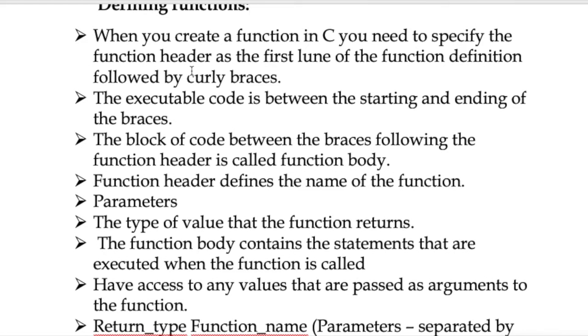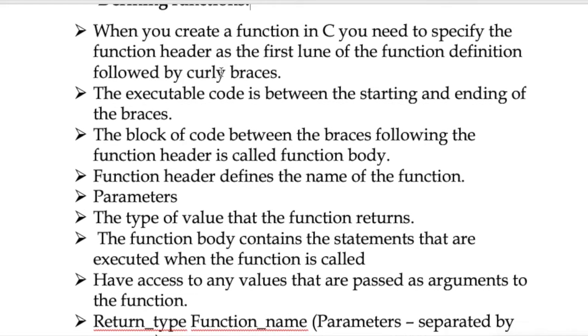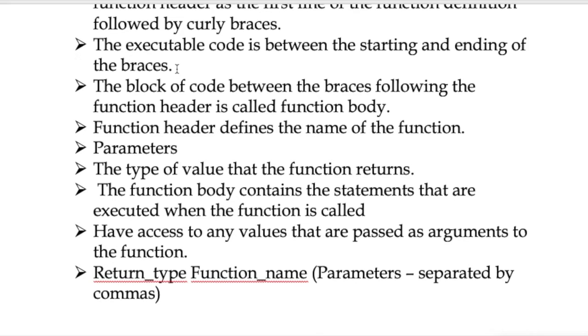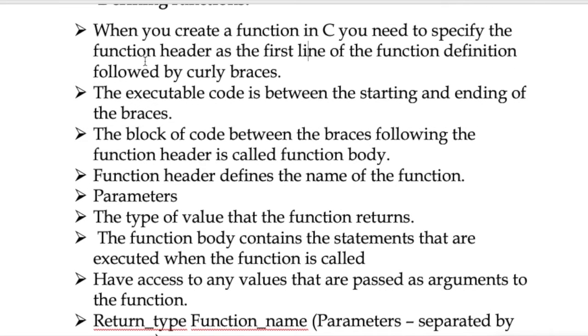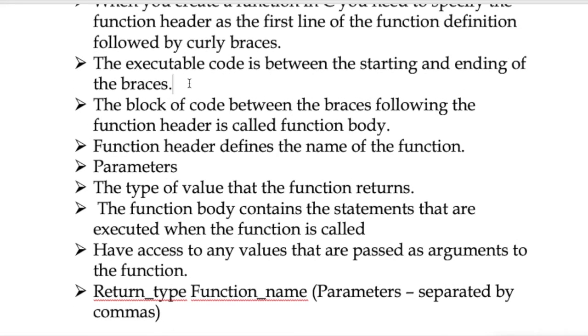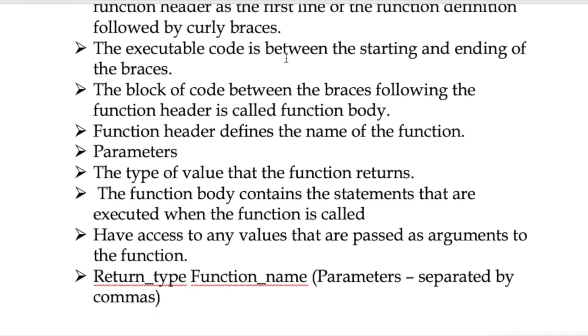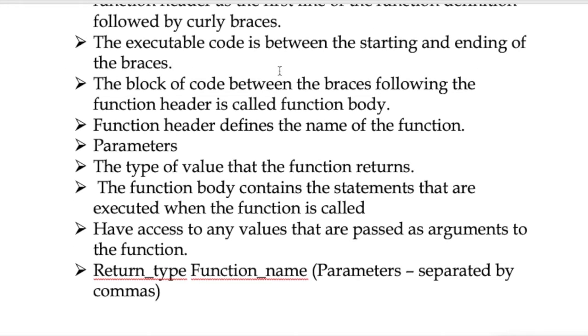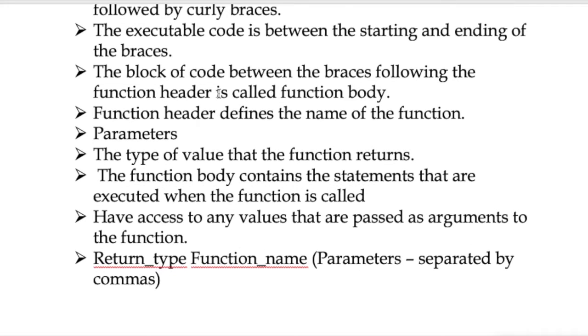When we create a function in C, we need to specify the function header as the first line, which is, after hash include stdio.h, int main. The function definition is followed by curly braces. The executable code is between the starting and ending braces. So our code must be written between the starting brace and the ending brace. The block of code between the braces following the function header is called the function body.